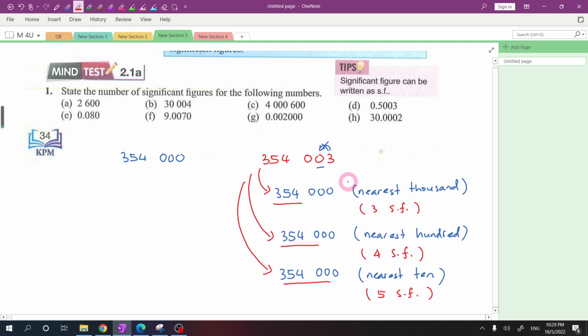But let's say in the exam you come across this type of question and the question does not tell you this number has been rounded off to the nearest thousand, nearest hundred, and so on. The question asks how many significant figures we have here. We will normally just say 1, 2, 3, 3 significant figures. So just remember, the 0 at the end of an integer may or may not be considered a significant figure. It depends on the level of accuracy.